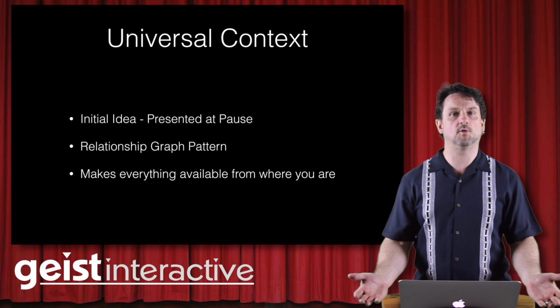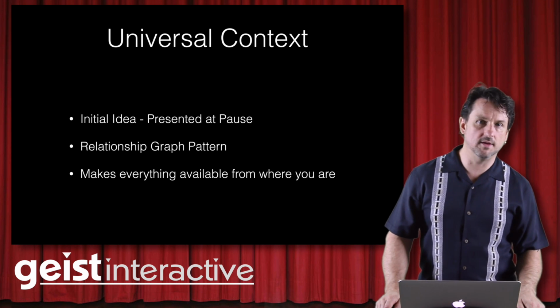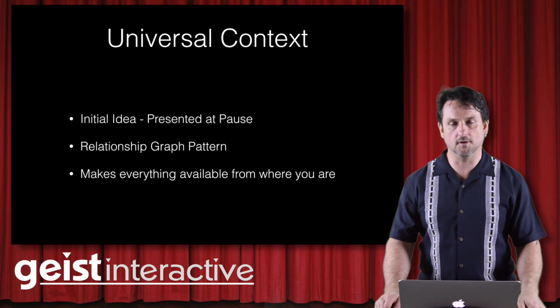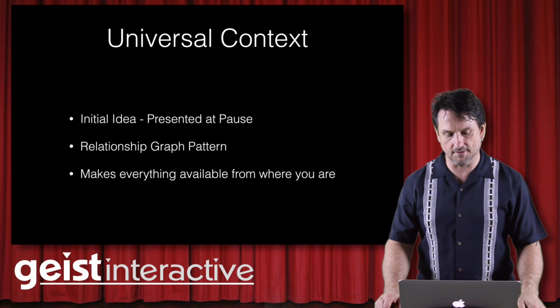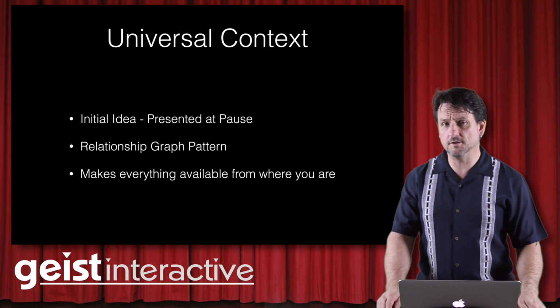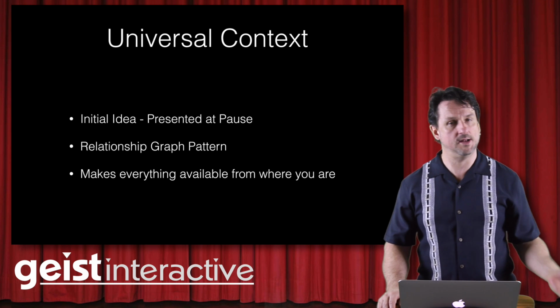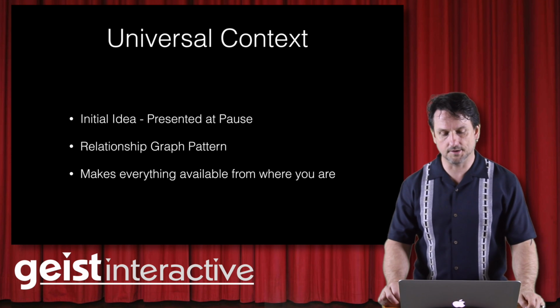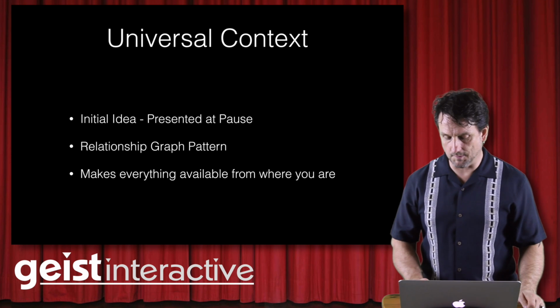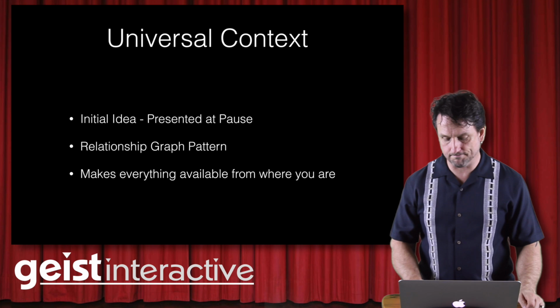Basically, it's a relationship graph pattern which makes everything available from wherever you happen to be on the graph, or at least in all the important places on your graph. It turns out that universal context is not a great name, so we've changed the name. We're now calling it Selector Connector. Hopefully those reasons will become obvious as we go through this little presentation.